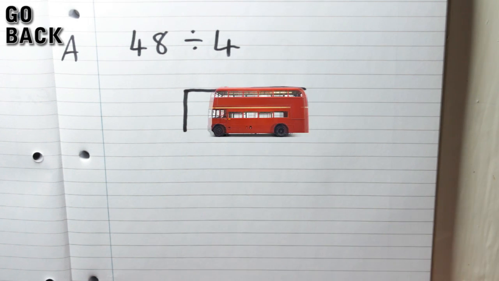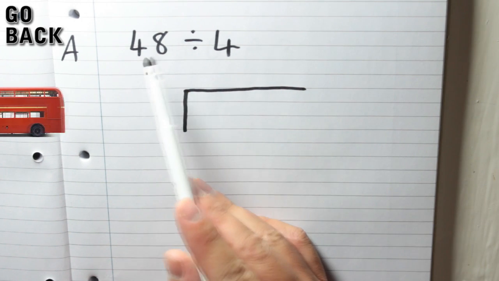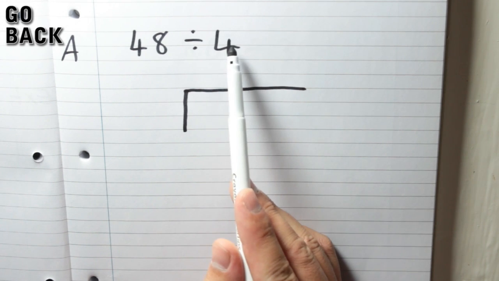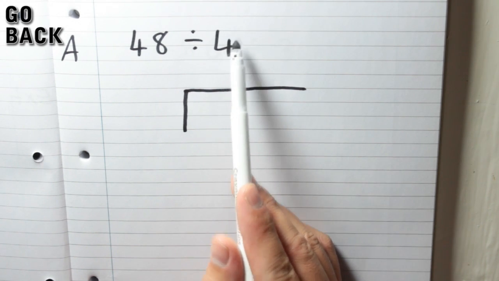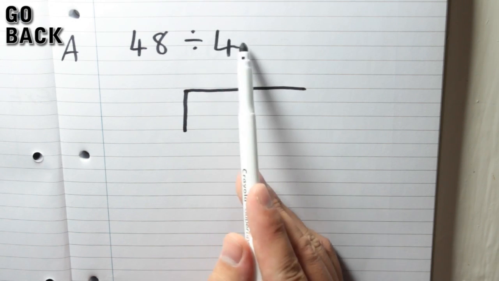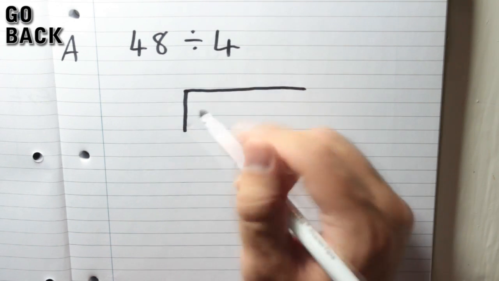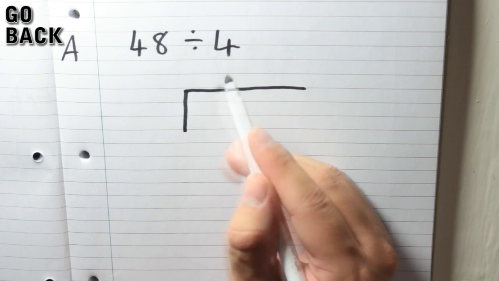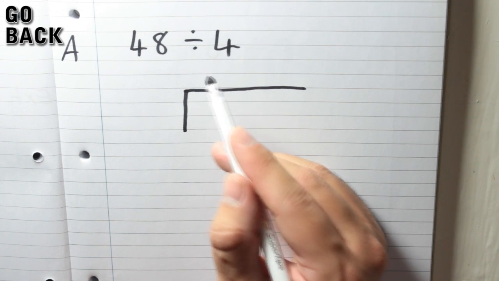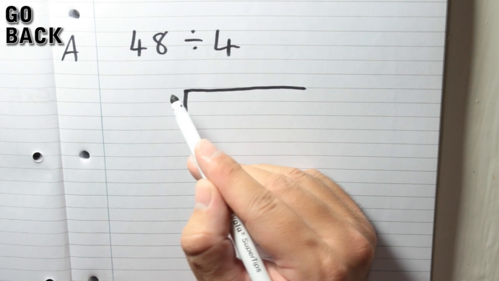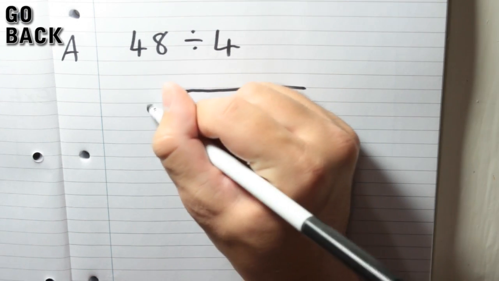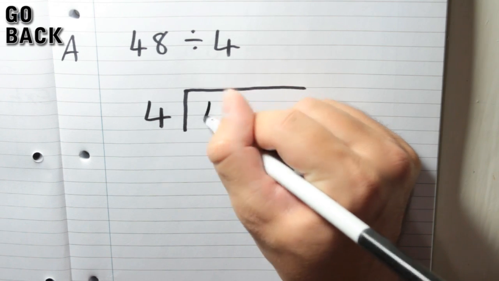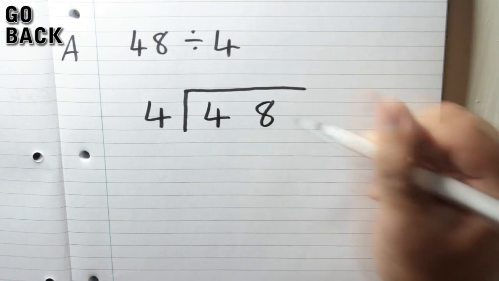Now we just need to know which number goes where, so we've got our first number here and we have the 4 which we're dividing it by. The number you're dividing by will go at the front. Now usually it's the smallest number that will go at the front, but it's not always the case. Just remember it's the second number that goes at the front. So I'll put 4 there and I'll put 48 in here.